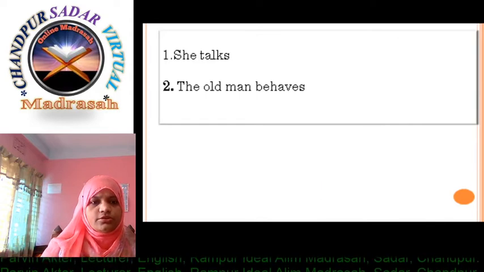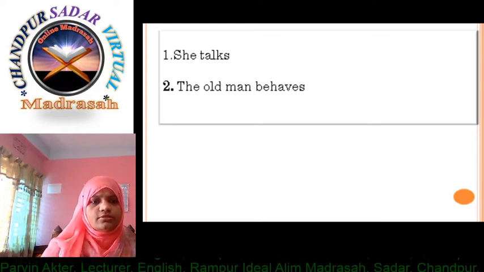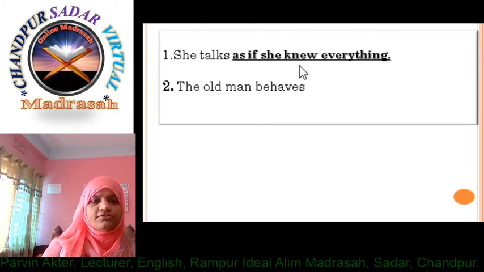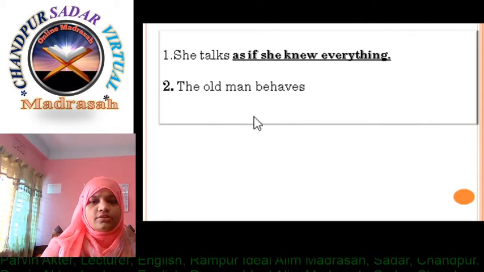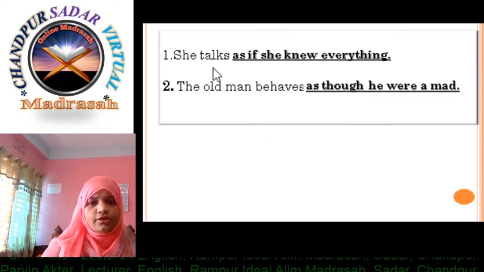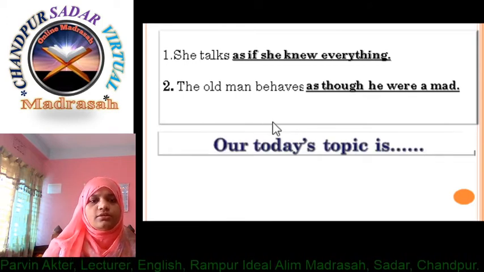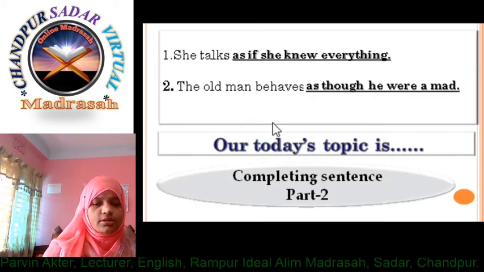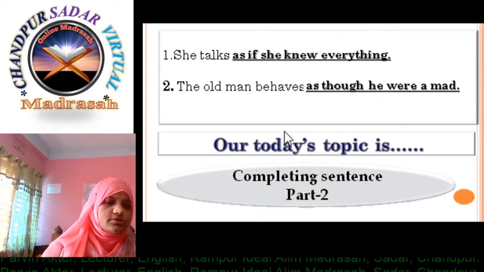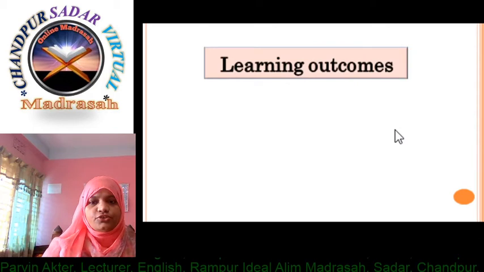So my students, look, here are two sentences given. He talks... or the old man behaves... And the next part is incomplete. Can you guess what types of sentence it is? Yes, he talks as if she knew everything. And the next one, the man behaved as though she were mad. Here, these sentences were incomplete and we have completed them. And can you guess our today's topic? Yes, our today's topic is completing sentence part 2. I have already taken the class completing sentence part 1, and our today's topic is completing sentence part 2.